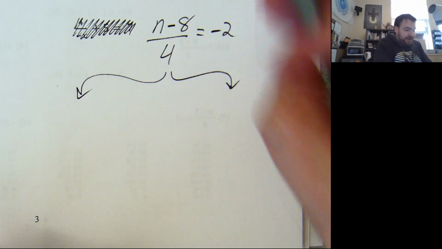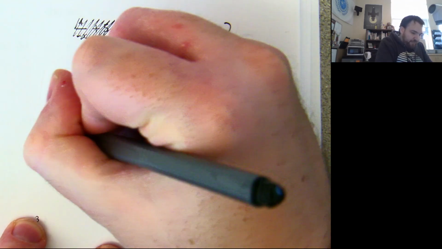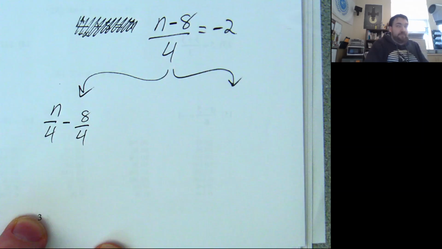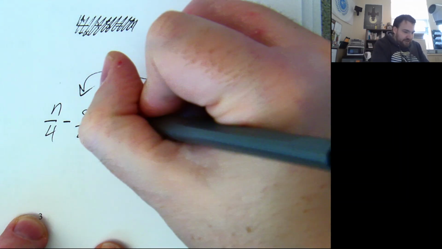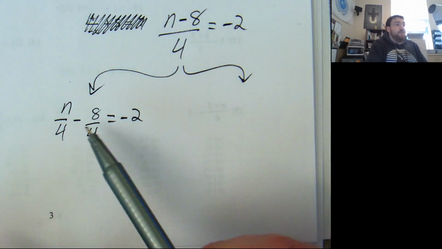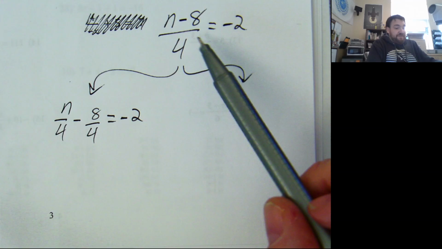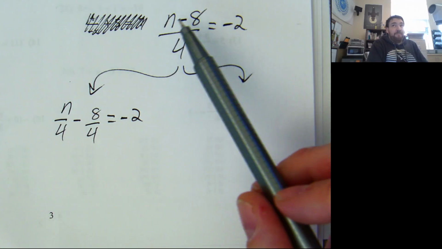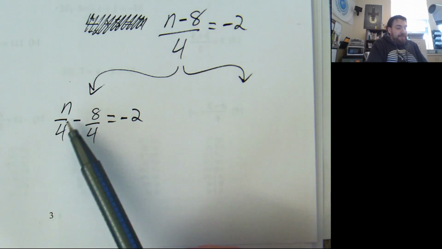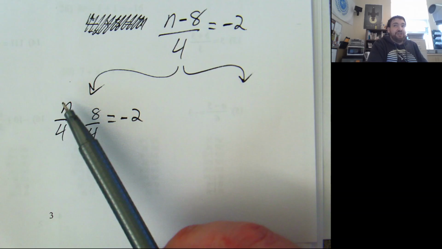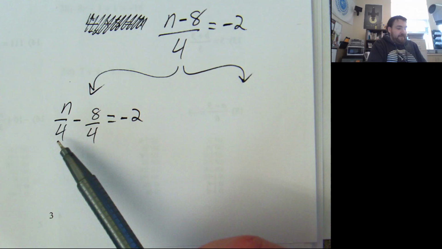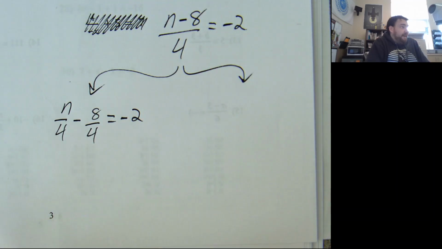I'm going to break this thing up into n over 4 minus 8 over 4 equals negative 2. This is what we did before, last chapter, when we were dividing polynomials. In this case, we have a binomial here, dividing it by a monomial. You break up the binomial, each term in the numerator, over the denominator. And now we simplify where we can.